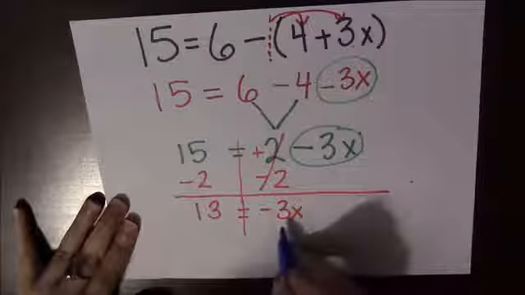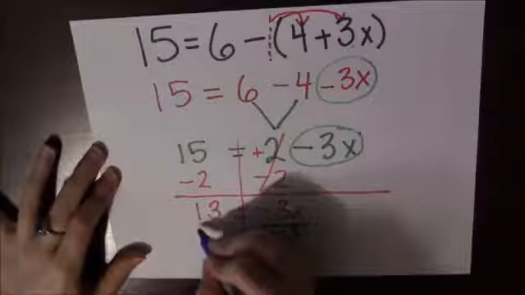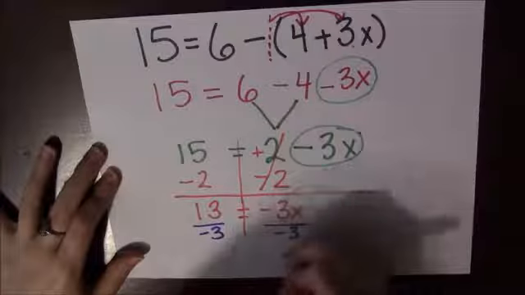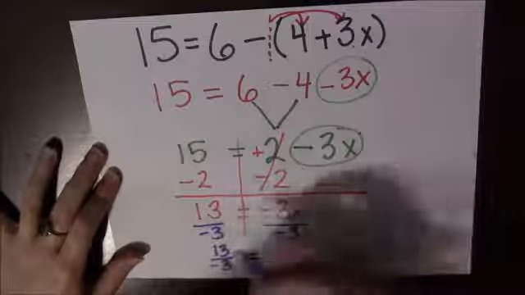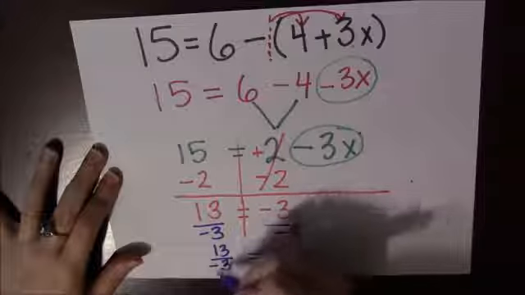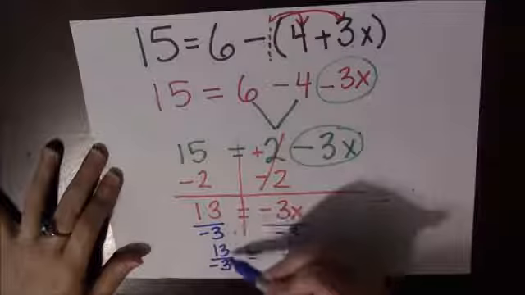How do I get rid of the negative 3? This is negative 3 times x. I divide both sides by negative 3. So x equals 13 over negative 3. Your answer does not always have to be a whole number or an integer. It can be a rational number, which is like a fraction.